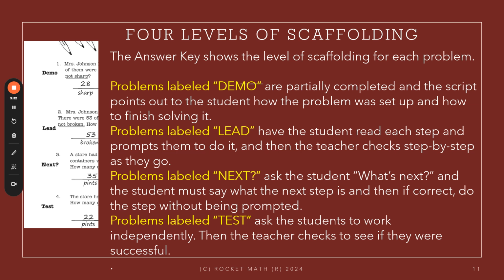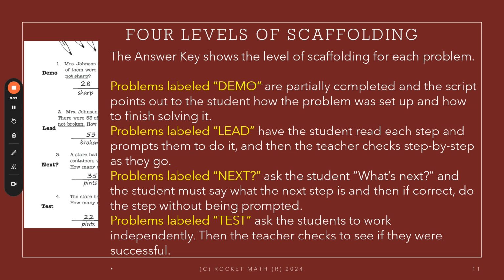As we said, there are 4 levels of scaffolding. The answer key specifies the level of scaffolding and tells which script should be used for each problem in each worksheet. Problems that are labeled demo are partially completed. The script points out to the student how the problem was set up and how to finish solving it.